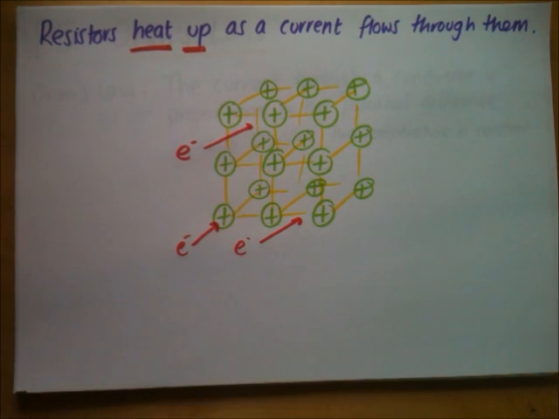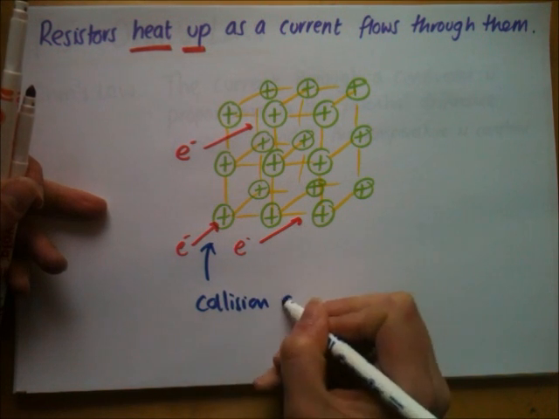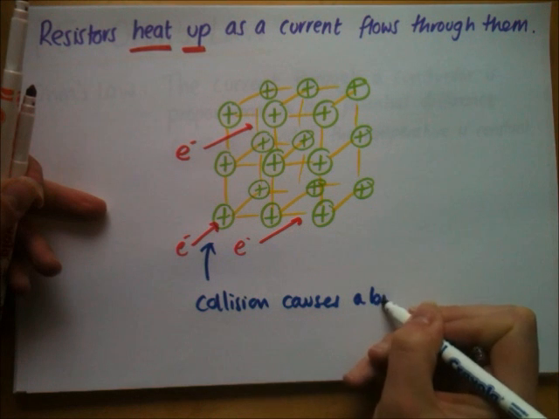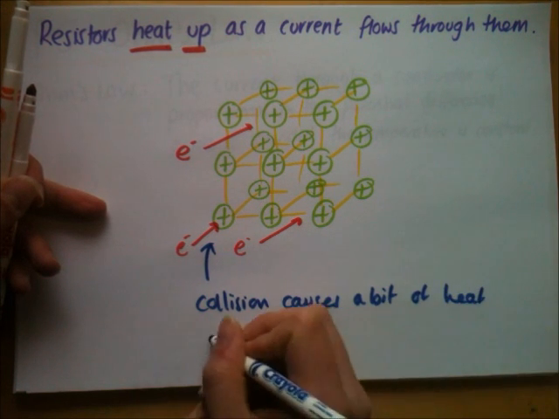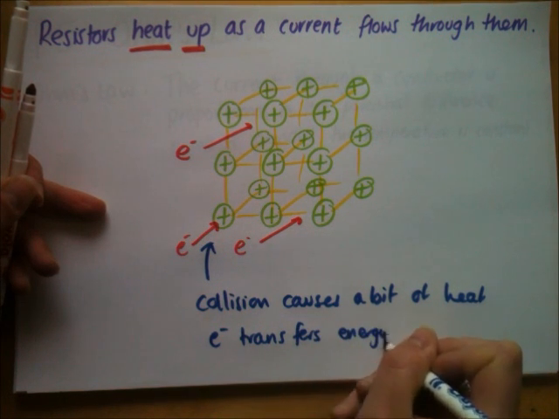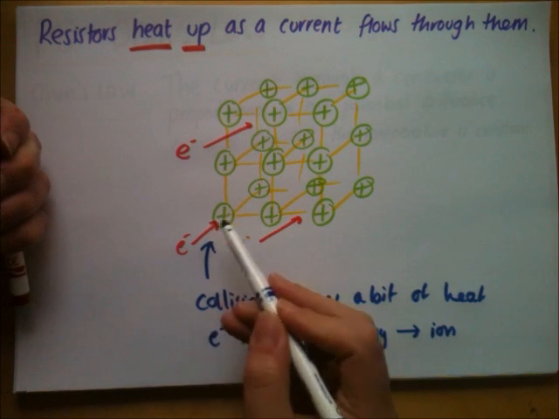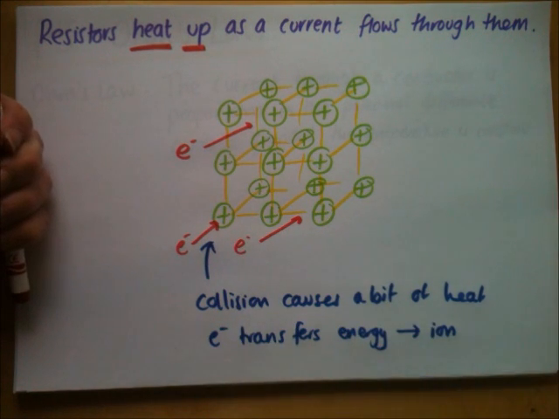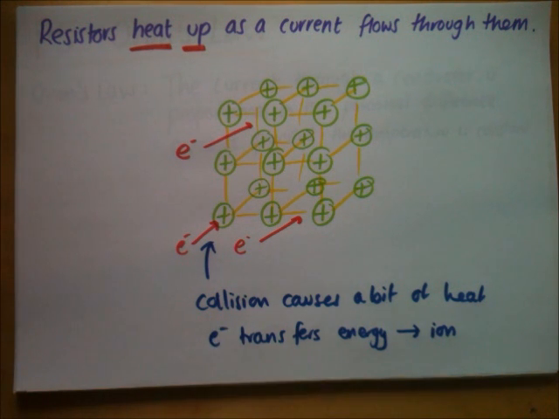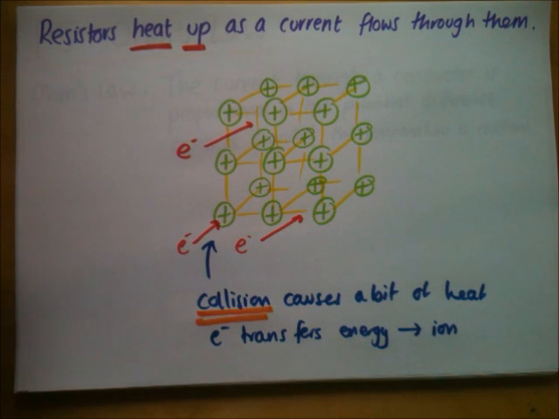Now every time something hits an ion like this, a collision causes a bit of heat, causes a rise in temperature. Because the electron transfers some energy to the ion. And that's how heat happens, okay? So when something transfers energy to something else, it can heat it up. So this electron has caused this bit of the wire to heat up a little bit. Another collision will cause it to heat up a bit more. So it kind of carries on. So the collisions cause the resistor to heat up. It's these collisions between electrons and ions that cause the resistor to heat up.